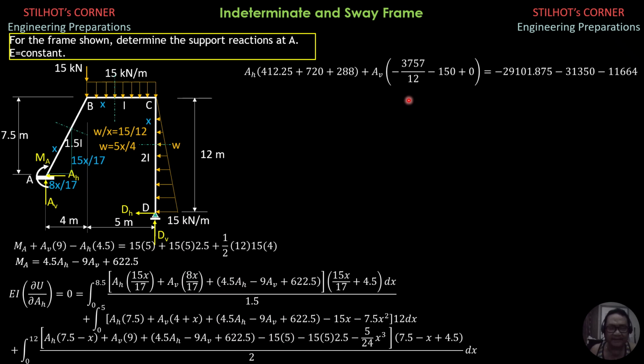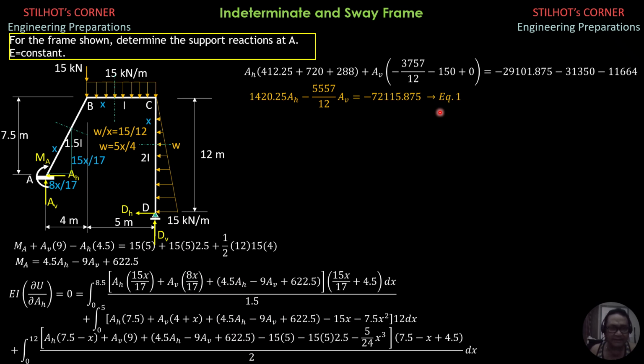So simplifying, we can now set up the first equation: 1420.25 AH minus 5557 over 12 AV equals negative 72,115.875. Let's call that equation 1.